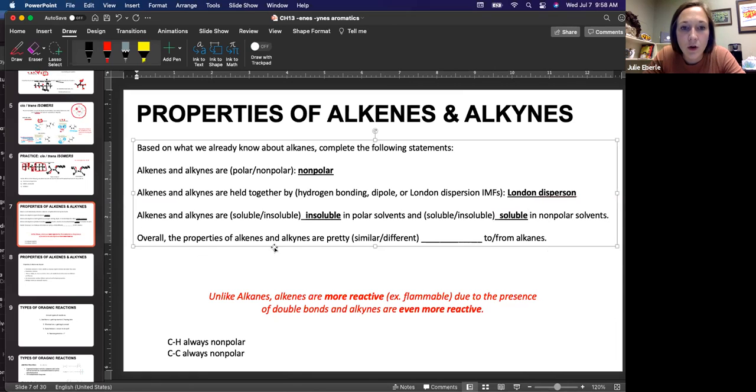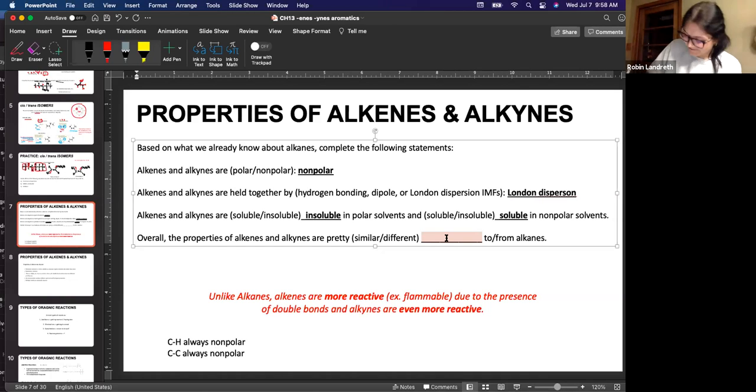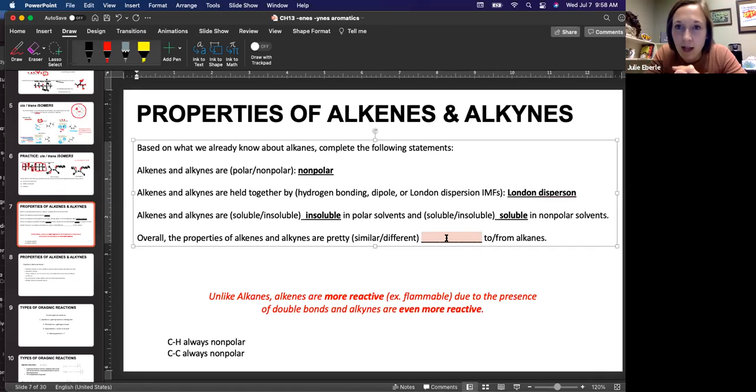Okay, overall, the properties of alkenes and alkynes are pretty, what do y'all think, similar or different to alkanes? Different. What did we say yesterday? Alkanes are mostly carbons and hydrogens. Similar. So they're nonpolar as well. And if they're nonpolar, then they have all the same properties. They predominantly experience London dispersion forces. They're not soluble in water, but they are soluble in nonpolar solvents. So they're similar.